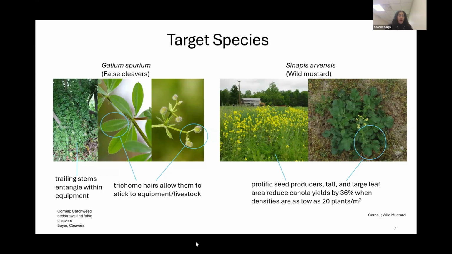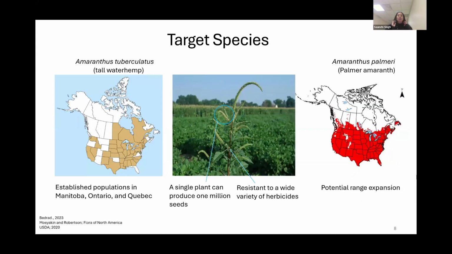So again, very problematic. And we're also working on weedy pigweed species, and we're specifically focusing on Amaranthus tuberculatus, commonly known as tall waterhemp, as well as Amaranthus palmeri, which is commonly known as Palmer amaranth. So both of these species are prolific seed producers again. Each plant can produce up to 1 million seeds, and they're both resistant to a wide variety of herbicides. Tall waterhemp is regulated in Canada and is a class 2 noxious weed, and it has populations that are established in Ontario, Quebec, and Manitoba.